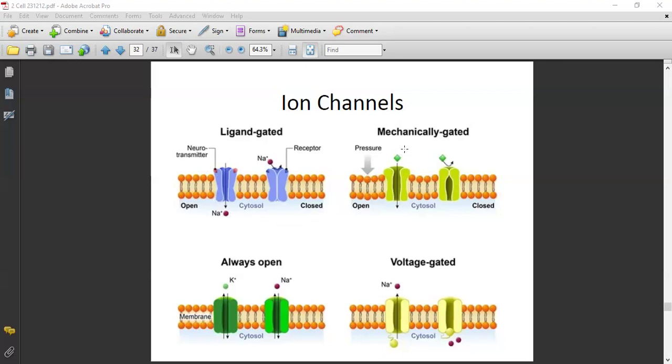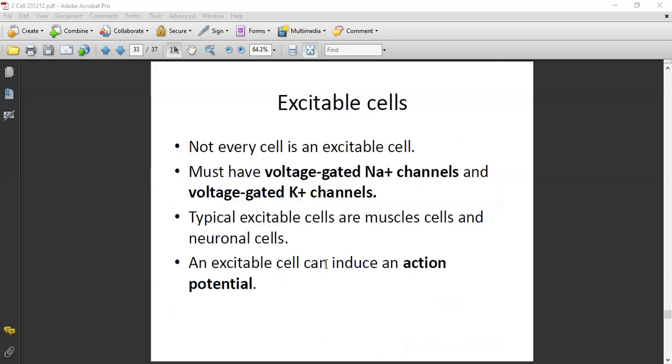We can have mechanical pressure, like the receptor on your skin, right? With pressure, touching it opens it; it is sensitive to the mechanical force. It will open and allow sodium, or a chemical, to go through the ion channel. Or voltage, which depends on the membrane potential voltage. So we have different kinds of ion channels, and some of those are so unique that they make the cell an excitable cell.